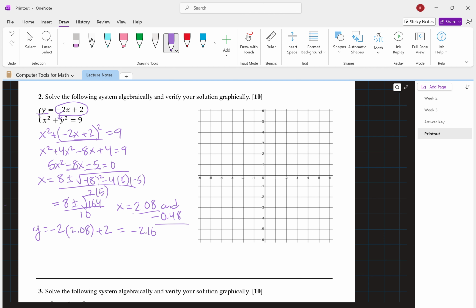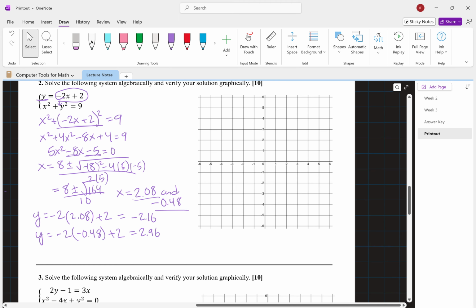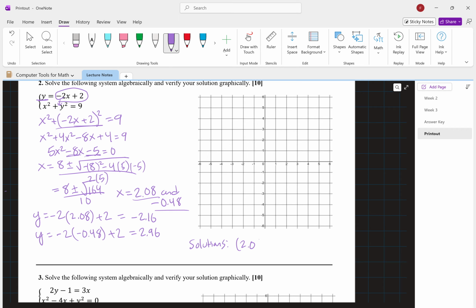And then when x is equal to negative 0.48, we're going to have y is equal to negative 2 times negative 0.48 plus 2, which will give us a y value of 2.96. So our solutions, two solutions, are going to be the ordered pairs 2.08 comma negative 2.16 and negative 0.48 comma 2.96.